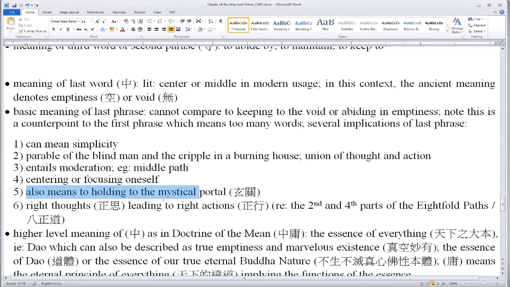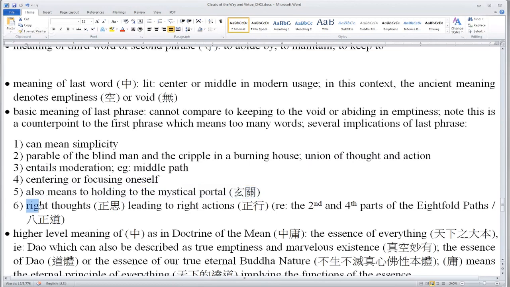It also means to hold to the mystical portal. Yes, we can also say that, right? That's what we all know, the first treasure, to hold on to it. That doesn't mean to physically hold on to it. It just means spiritually. Mentally, spiritually.